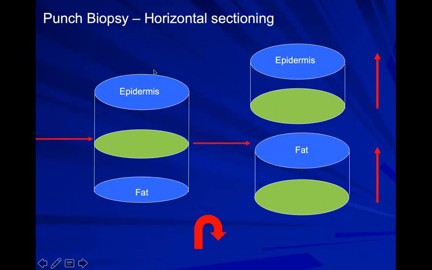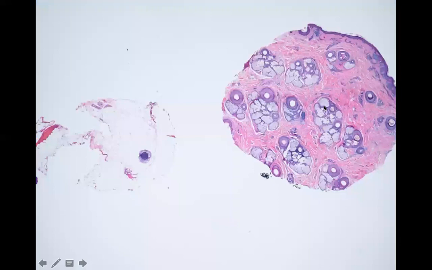You take the punch biopsy, here's the epidermis and this side's the fat, and you cut it cross-sectionally in the center. And then you take that cut side and you lay both the cut sides down. And then as you're cutting deeper into the block, on one side you're cutting deeper and deeper into the fat, and the other side you're cutting higher and higher into the epidermis. So this is an example of horizontal sectioning.